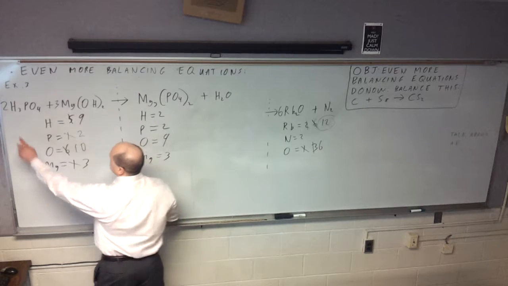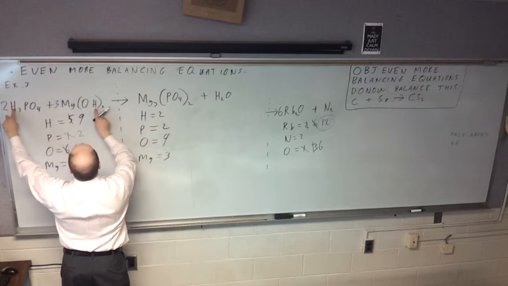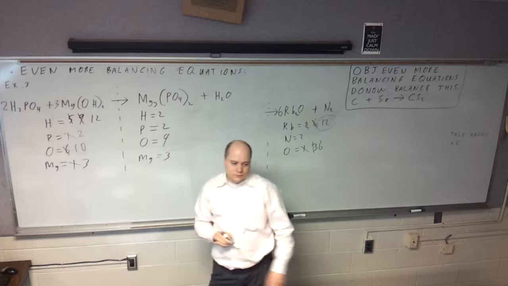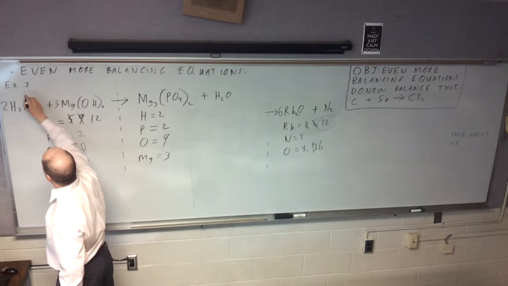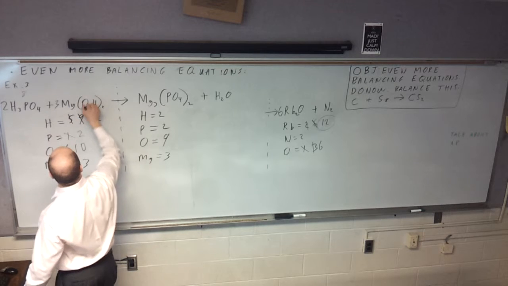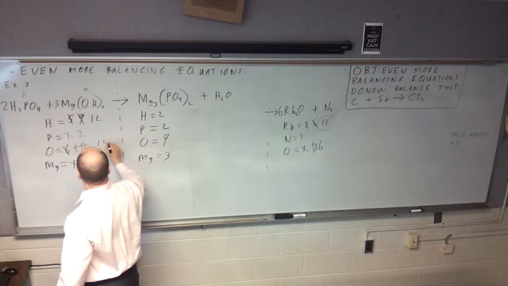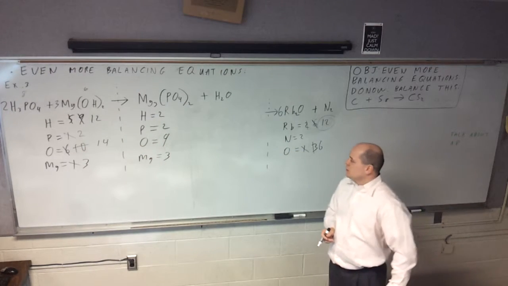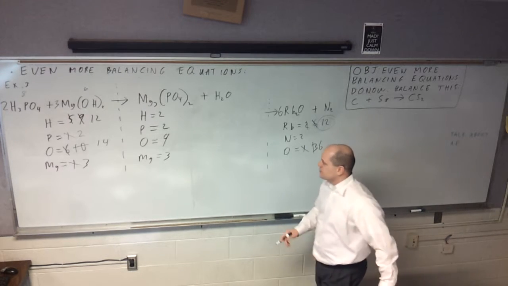Okay, for hydrogen, 2 times 3 is 6. 3 times 2 is 6. That's 12 hydrogen. And then for oxygen, 2 times 4 is 8. We'll write it up there. 3 times 2 is 6. 8 and 6 is 14. All right, so we got phosphorus done. We got magnesium done. Let's do hydrogen now.